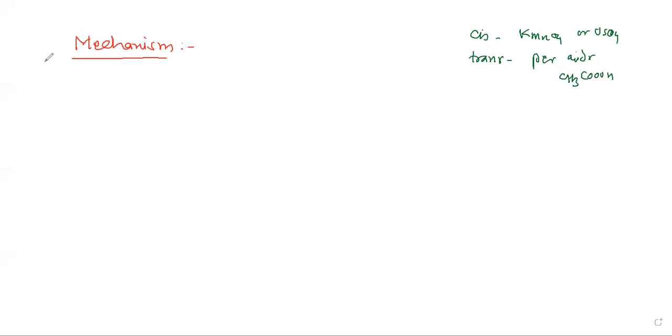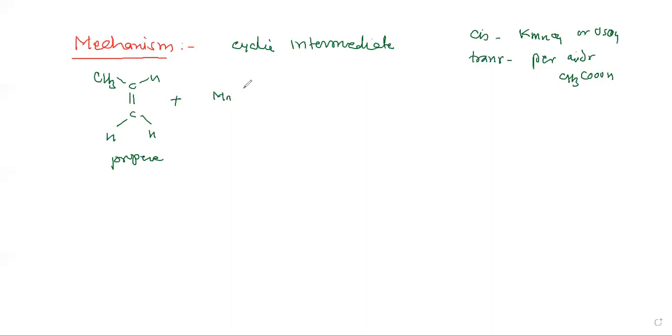Here we will explain the cis hydroxylation, which is carried out by using the reagents potassium permanganate or osmium tetroxide. Generally, this hydroxylation proceeds through the formation of a cyclic intermediate. Now we will write the mechanism for this reaction by taking the example of propene plus KMnO4, written in its ionic form.